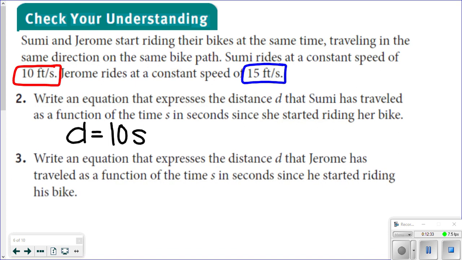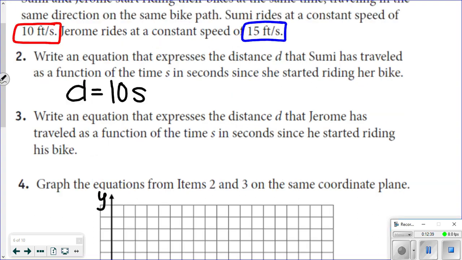So go ahead and fill in Jerome's equation for question 3. This equation is d equals 15 feet per second.